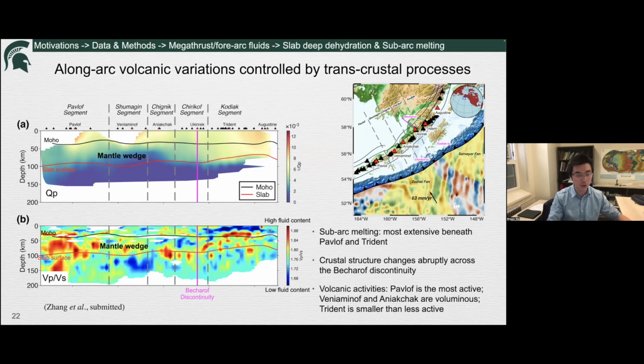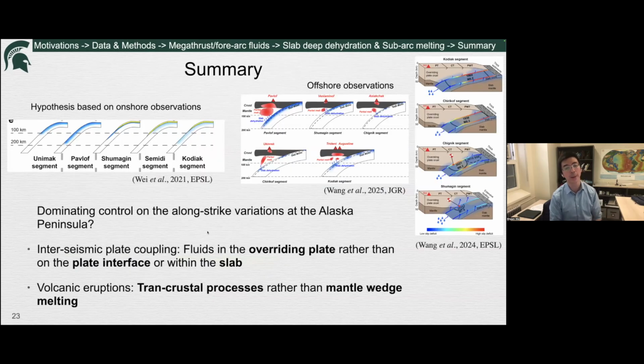But if you look at the crust, you suddenly see this dramatic change in the crustal structure right across this discontinuity. Therefore, we propose that it's actually not only the mantle wedge melting, but eventually the crustal processes that control volcanic eruptions. So this is a summary.